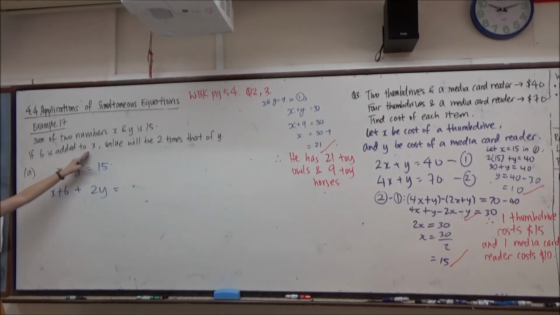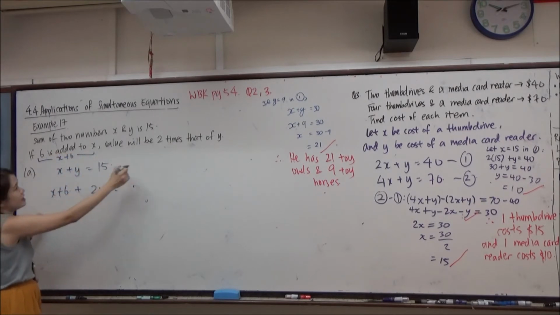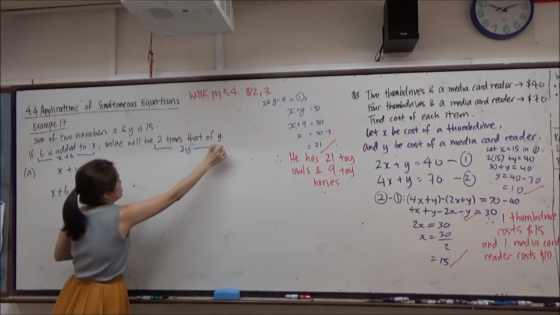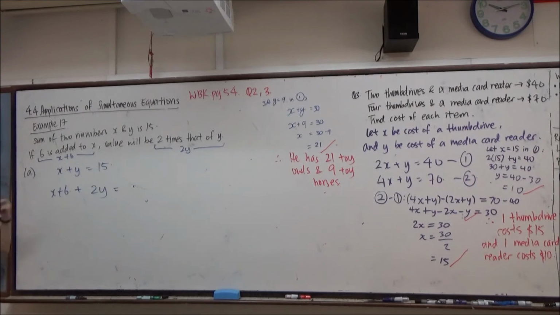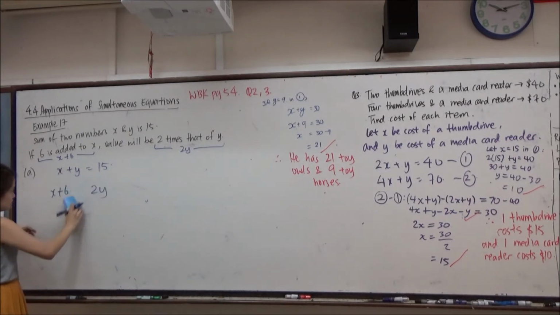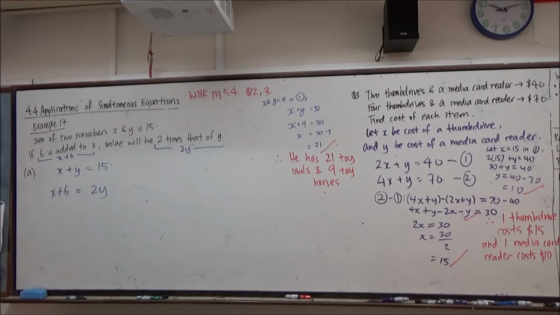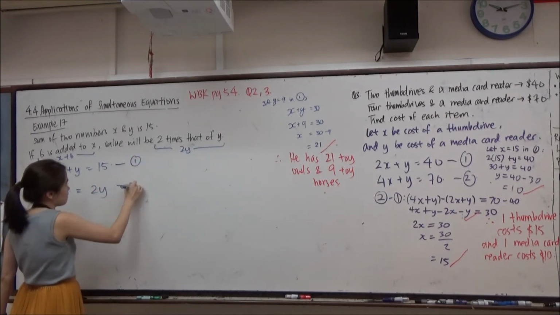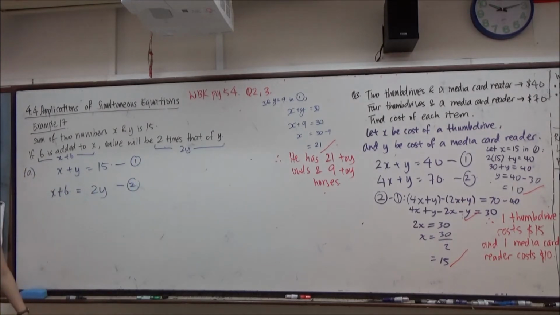This part is x plus 6, right? And then this means your y. Should it be a plus over here? That's my question. Then what should it be? It should be equals. You understand? Alright, so we get these two equations now. So we got equation 1 and equation 2.